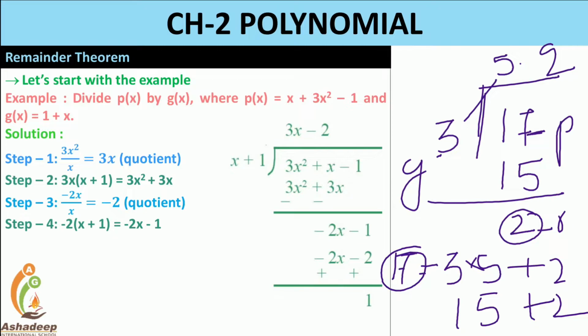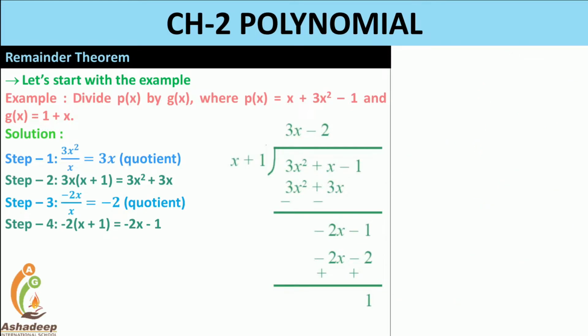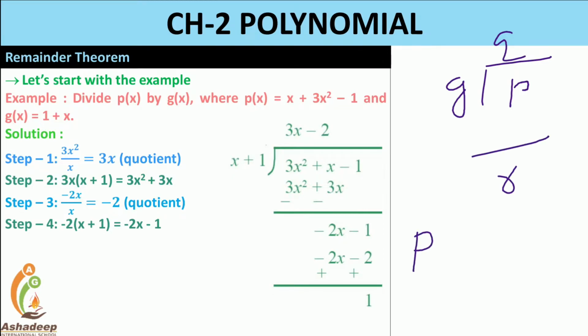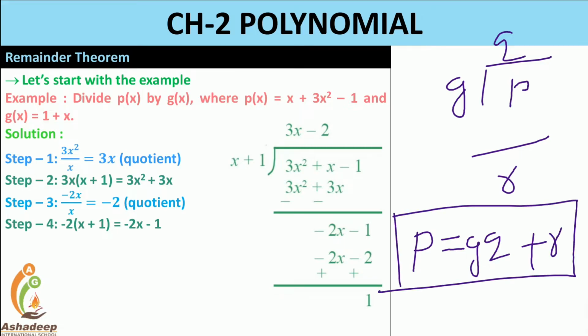So how can I write this? See, if I write down here P, here divisor G, quotient Q and remainder R. So how can I write it down? So P is equal to G into Q plus R. So this is the generalized formula.